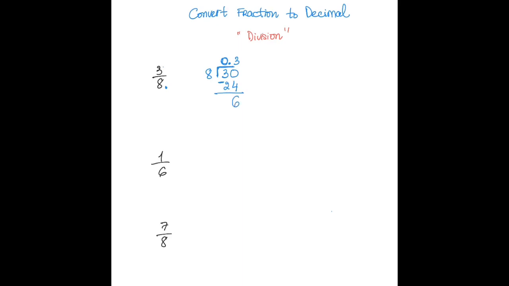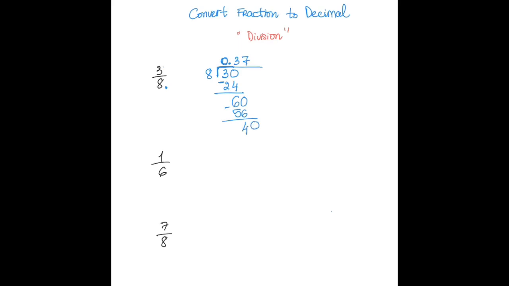You will borrow another 0, so you can continue to divide. So 60 divided by 8. How many times that 8 go into 60? 7 times 8 is 56. 8 times 8, 64, so 7. So 7 times 8, 56, we're going to subtract. 60 minus 56, you got 4.